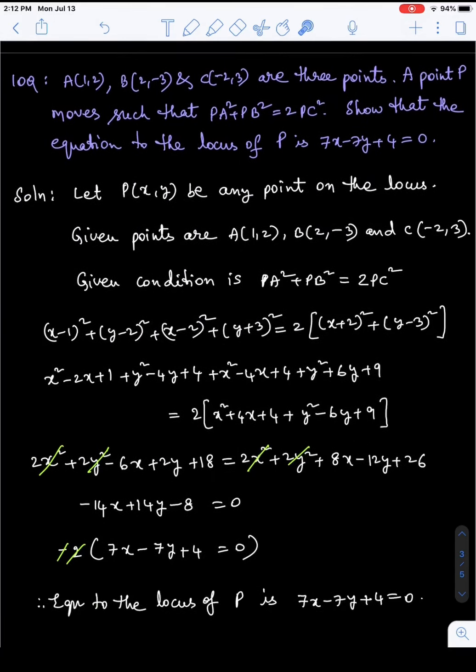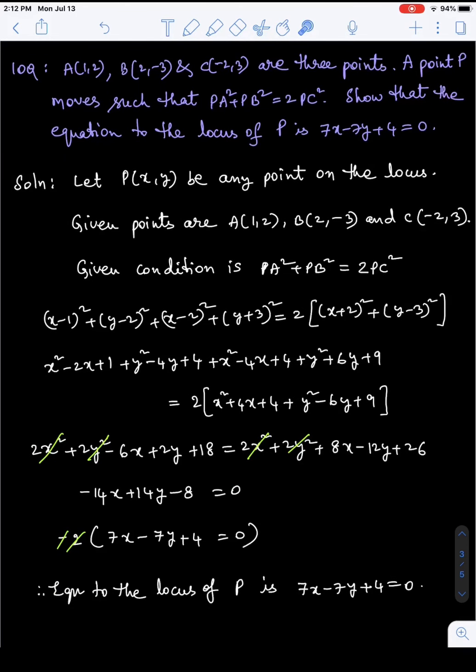And the last problem of this exercise is the 10th problem. Let me read the problem first. A (1, 2), B (2, minus 3), C (minus 2, 3). These are 3 given points. So the first step is, let P(x, y) be any point on the locus. Second step, given points are A, B, C. A point P moves such that PA square plus PB square is equal to 2PC square. So this is a geometric condition given here. So the given condition is PA square plus PB square is equal to 2PC square. Show that the equation to the locus of P is this much. So we are going to find the equation of locus and we get the same result at the last.